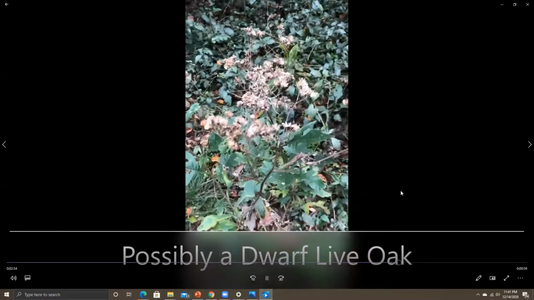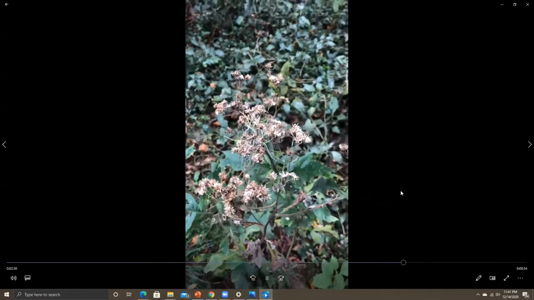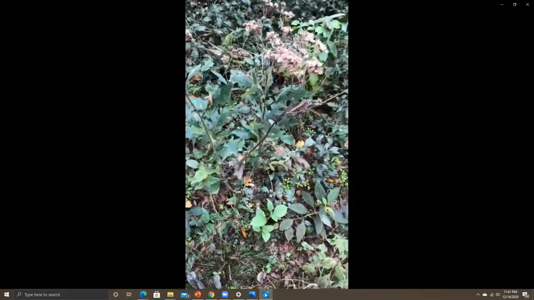This is what I thought to be possibly a dwarf live oak. I had a really hard time finding out what this was. I had to look at other online resources.